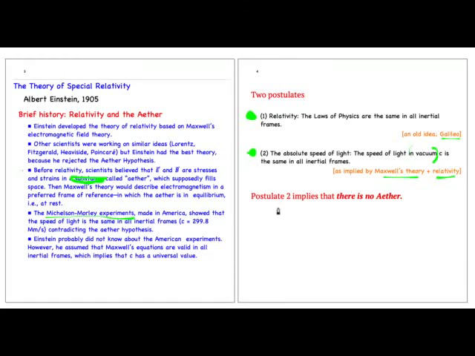Now, I think I've said this before. Postulate 2 implies there is no ether, because if there were an ether, then the motion of an inertial frame relative to the ether would necessarily change the speed of light. If there was an ether undergoing stresses and strains, producing electric and magnetic effects, the speed of light would have to be different for different speeds relative to the ether.